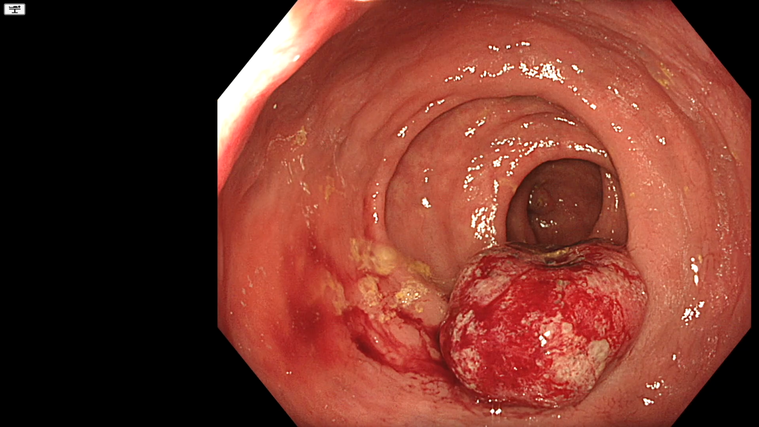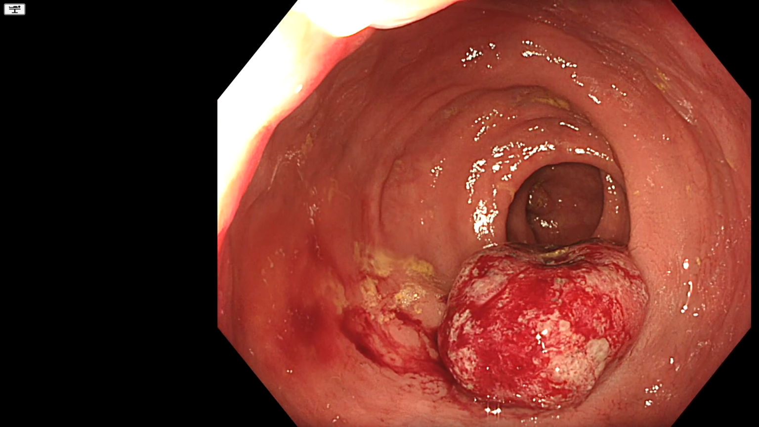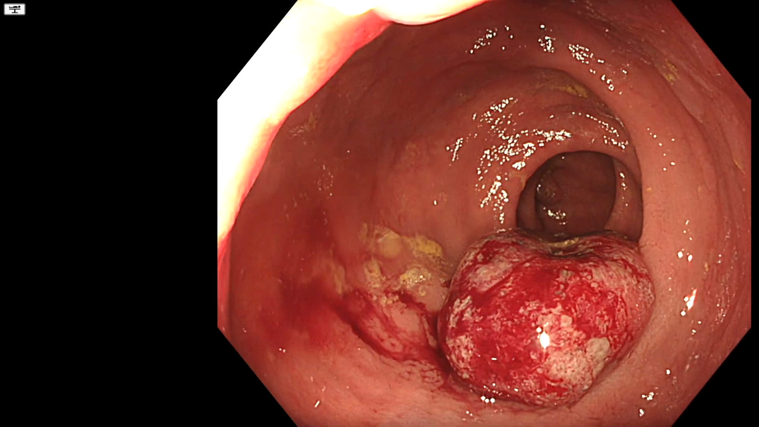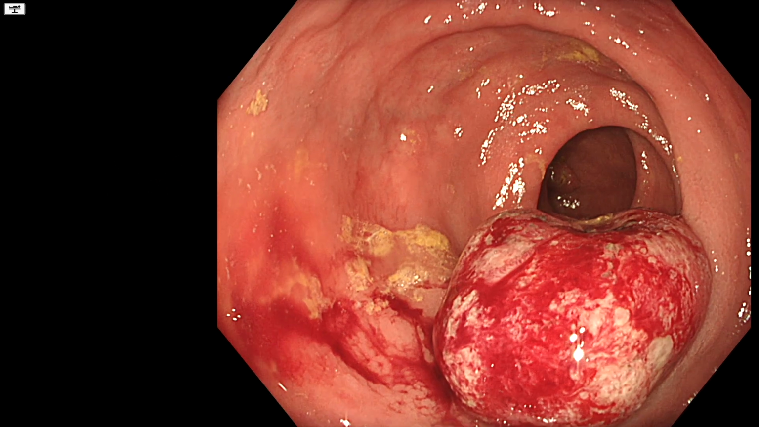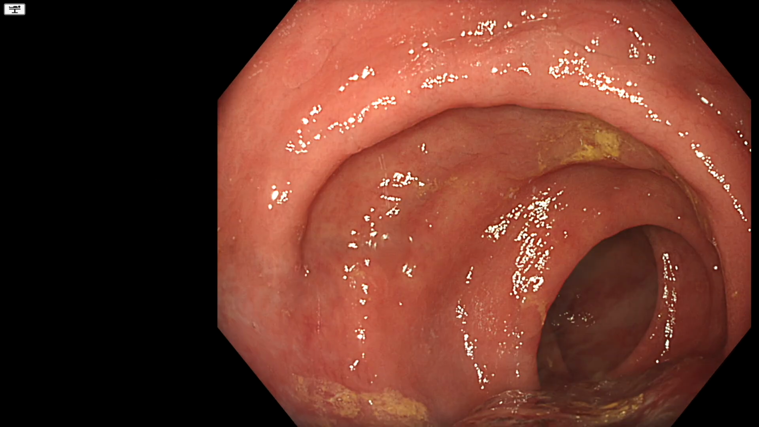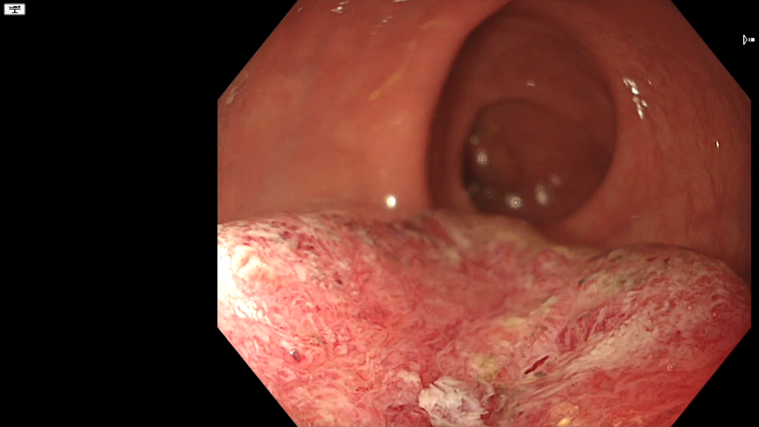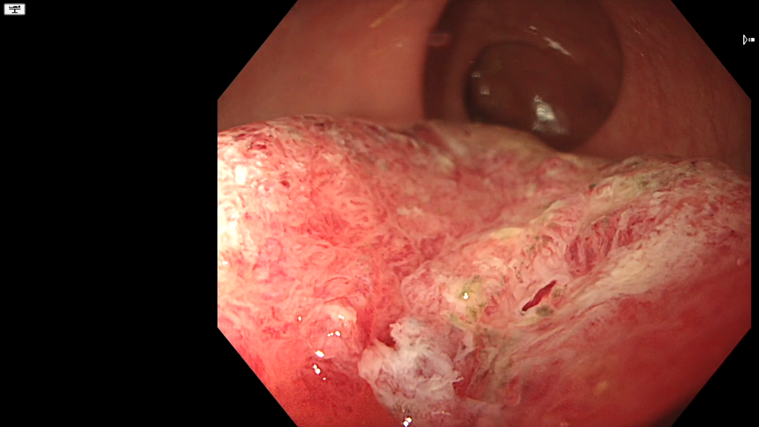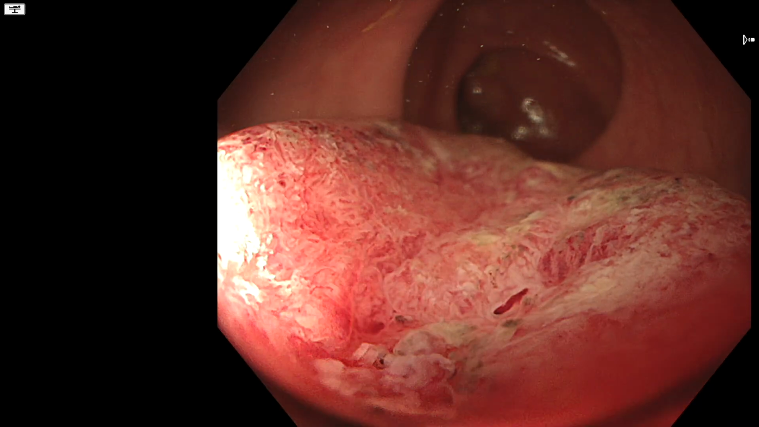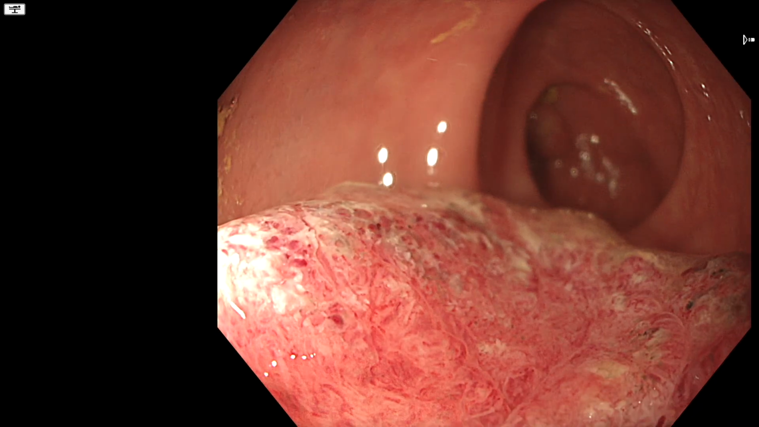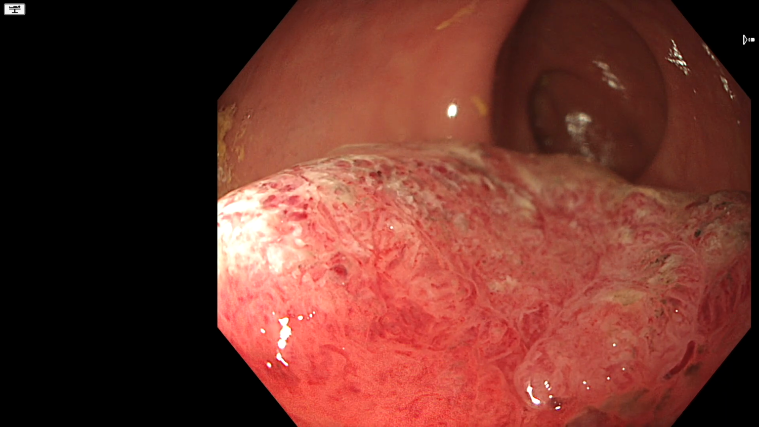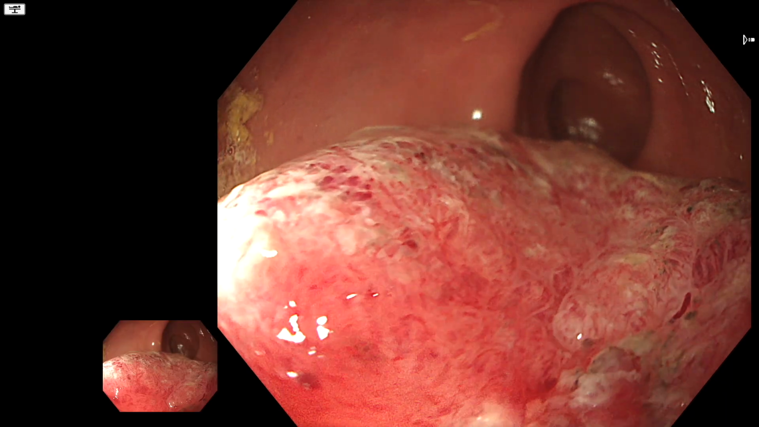So here's the lesion. As you can see, it's a 3 centimeter sessile lesion with a small central depression. There's a fair amount of spontaneous bleeding and fibrin coating the surface, and on close-up the surface pattern is completely obliterated. So this is clearly a JNET 3 lesion, which is highly suggestive of deep submucosal invasion.